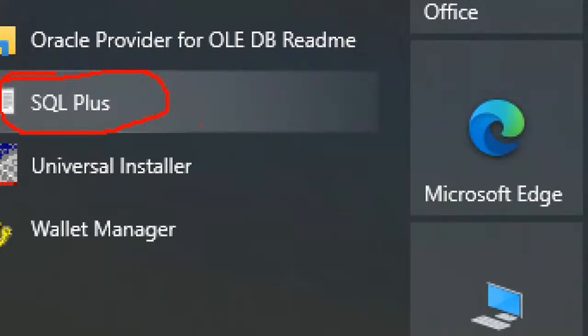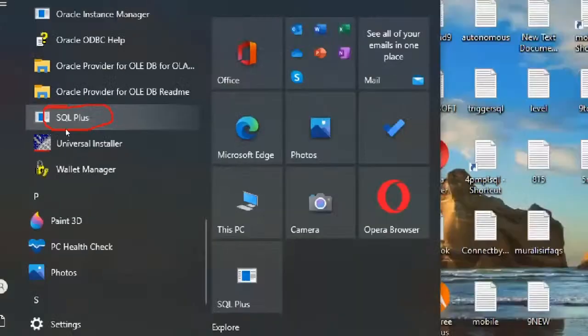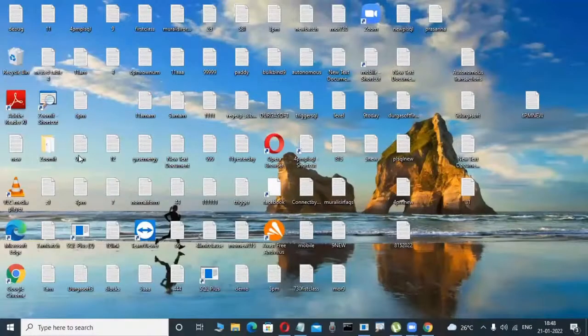Again, SQL Navigator is a tool. Toad is a tool. Those are all explicit tools, GUI tools. But SQL Plus, you are not required to load. Once we load the Oracle software, the SQL Plus tool is automatically available.